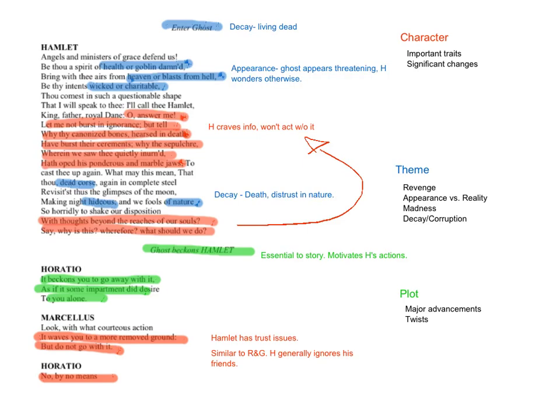And now what we have is a finely annotated piece of text with everything color-coded so that when you go back to look for certain things, whatever you're looking for, whether it be character, theme, or plot, jumps out at you quickly.